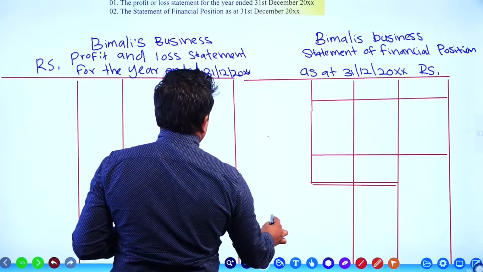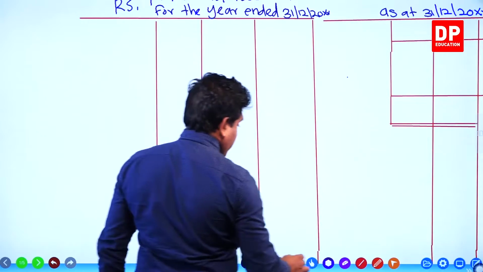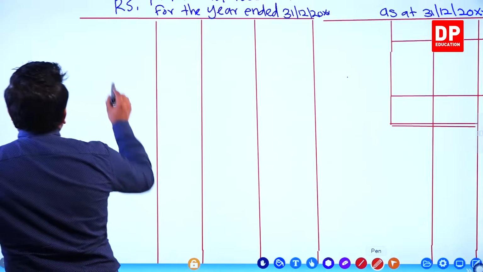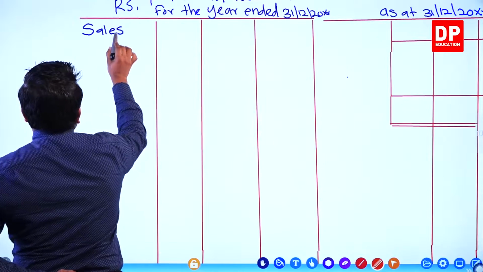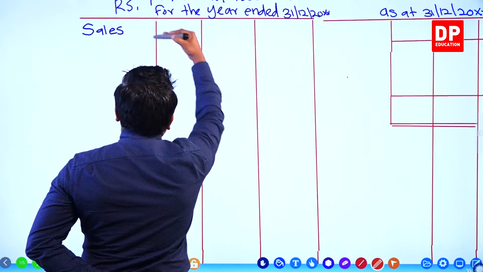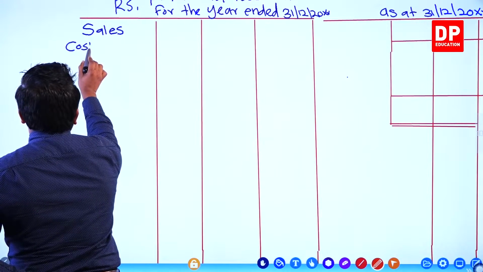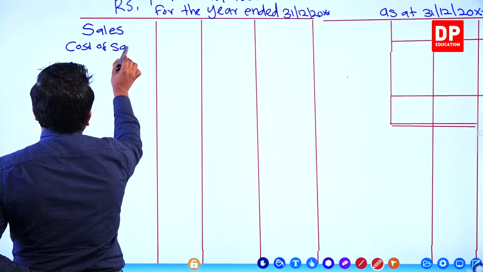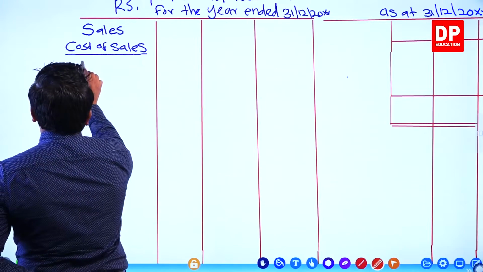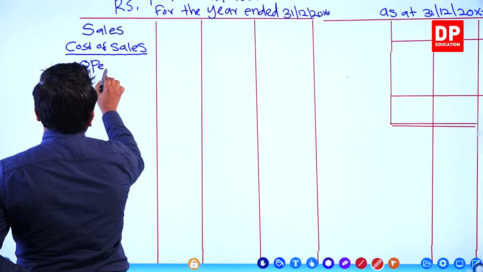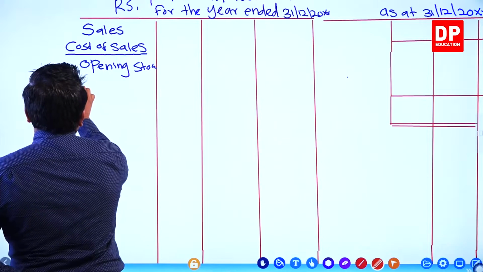Okay. Now we go first where? Profit and loss statement. You enter main details, right? On the top what we write? Sales. You must remember sales. Sales, you don't put value, just we arrange the space, right? After that we write cost of sales. Underline cost of sales, right? Then opening stock. After that purchase.